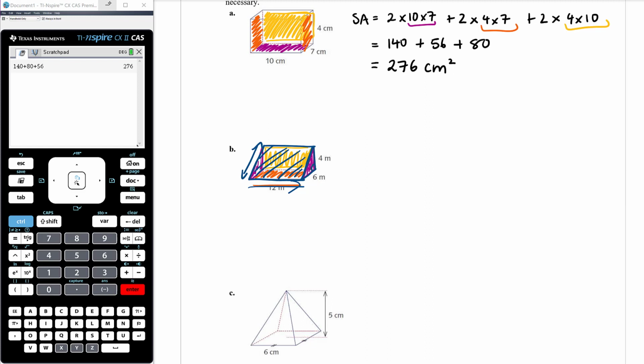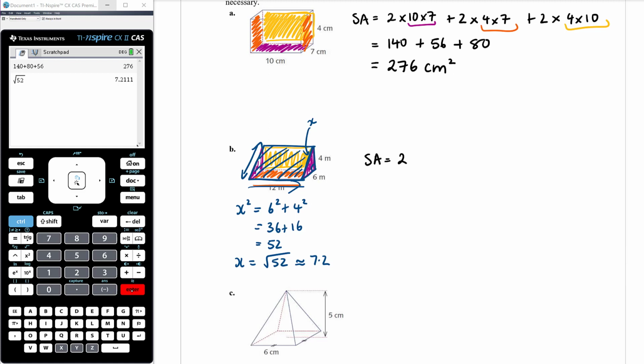It's a right angle triangle, and we use Pythagoras to find this length here. So if we call that x, we know that x squared is the hypotenuse, and that therefore is equal to 6 squared plus 4 squared. So that is 36 plus 16, which is 52. And so x is the square root of 52, which is approximately 7.2. Okay, so now we can think about our surface area.